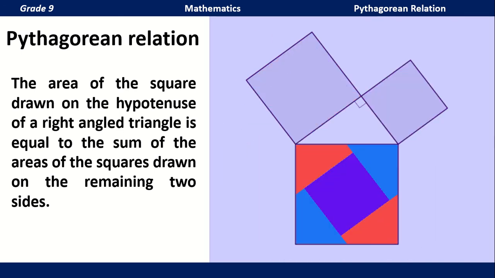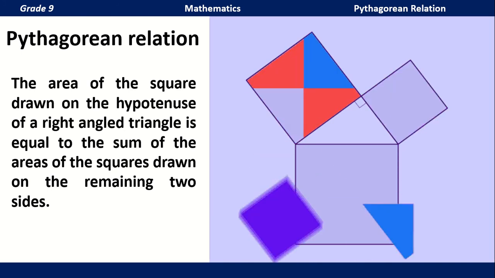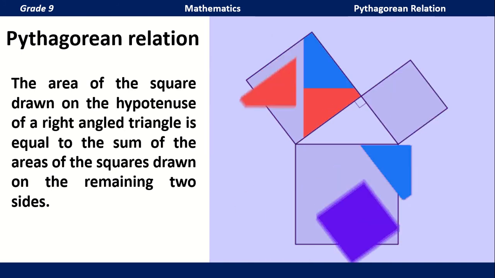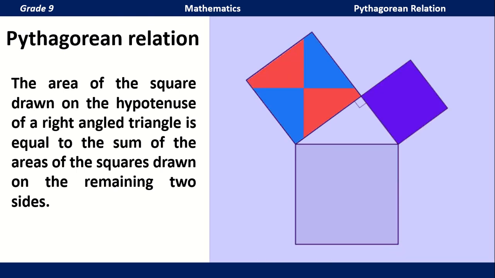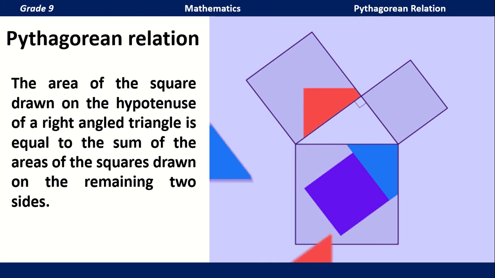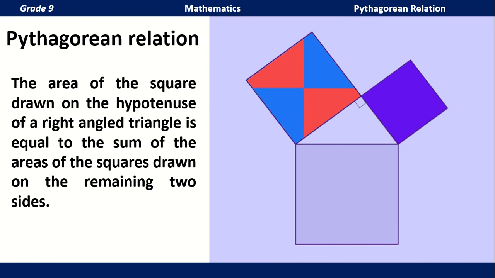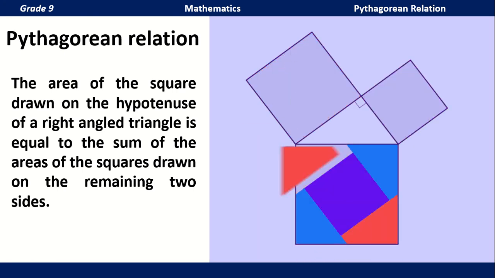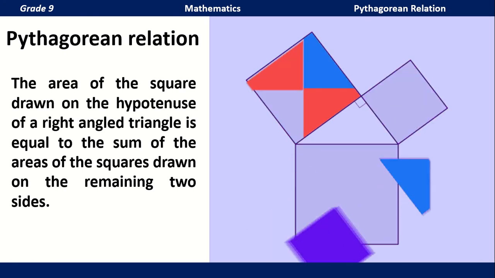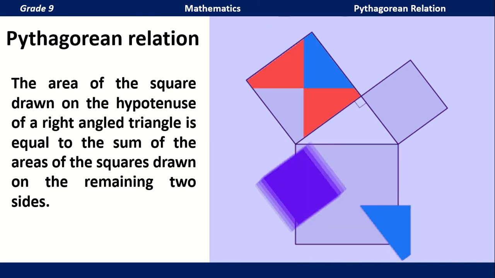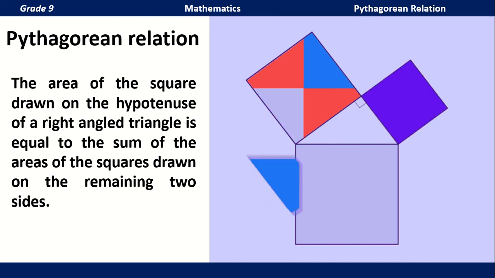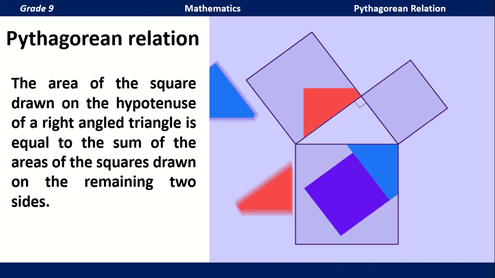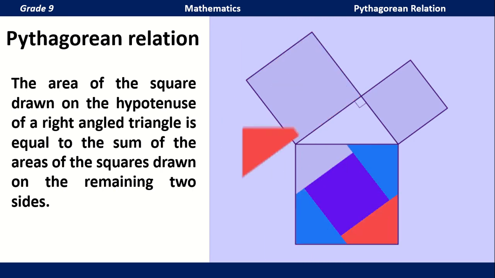Now let's remember this with a few sentences. The area of the square drawn on the hypotenuse of a right angle triangle is equal to the sum of the areas of the squares drawn on the remaining two sides. Okay, you can remember this theorem by reading it two times. Okay, now let's read it again. The area of the square drawn on the hypotenuse of a right angle triangle is equal to the sum of the areas of the squares drawn on the remaining two sides.